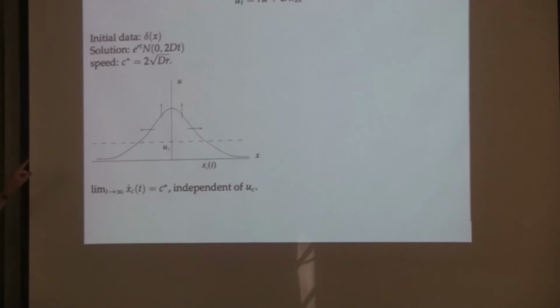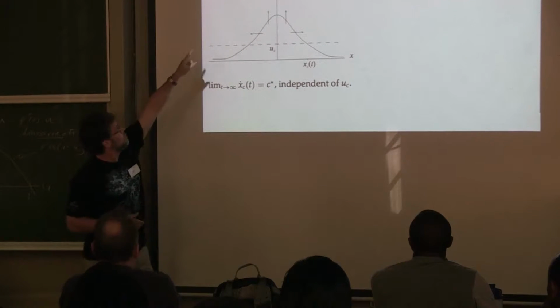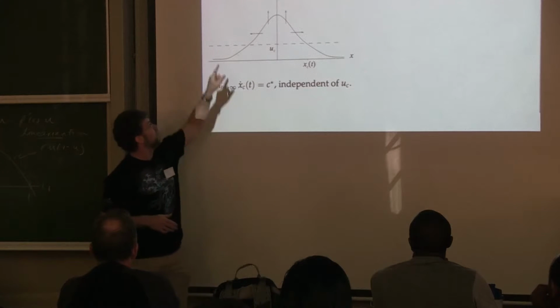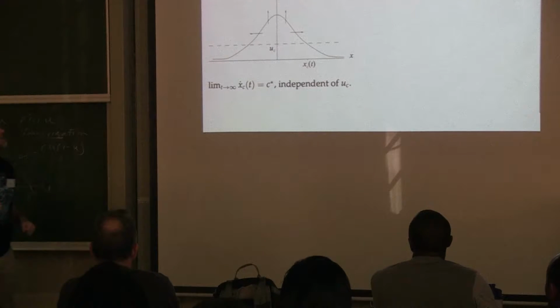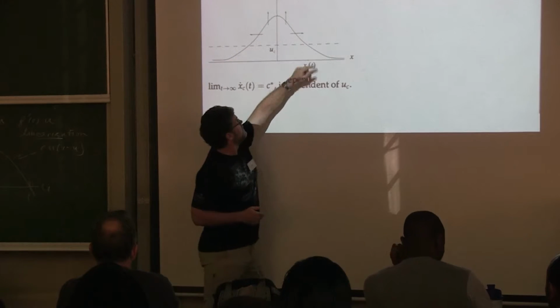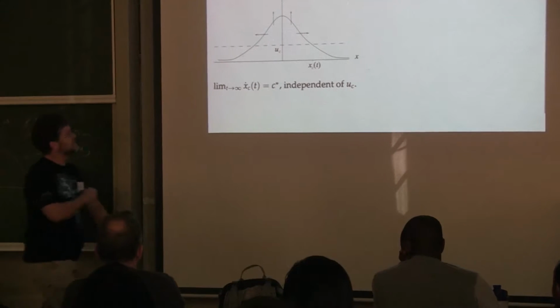So e to the rt is scaling the solution, it's exponential growth, and then the normal distribution is a bell-shaped curve, and the variance is 2 times d times t. And so this is what's shown here. This is the curve. It's growing up, and it's spreading outwards as the variance gets larger.